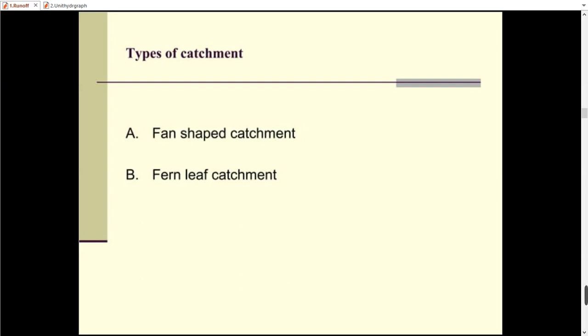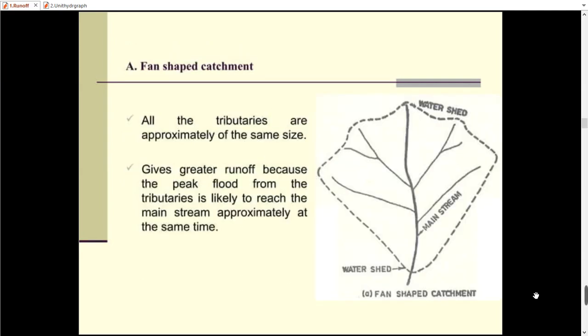Types of catchment: the fan-shaped catchment and the fan-leaf catchment. These are some fan-shaped catchments. These are the leaf shapes; you already heard about leaves, like tree leaves. This is like a stream, just like a river for a prototype. Here, the river and the branch portions: as the river flows, the water is branched. Some portions are branches. So you can understand the fan-shaped structures.